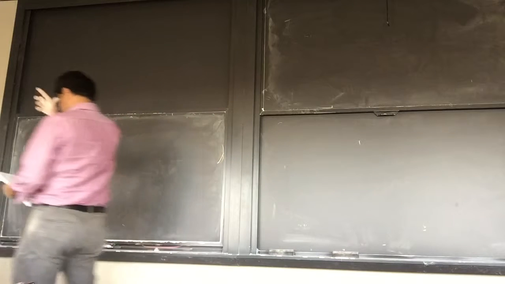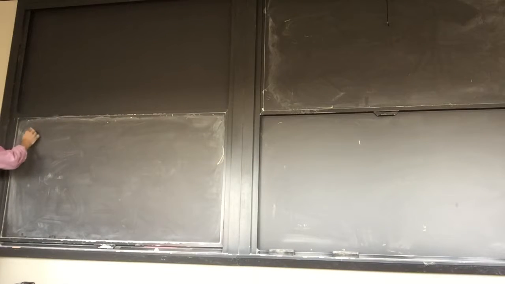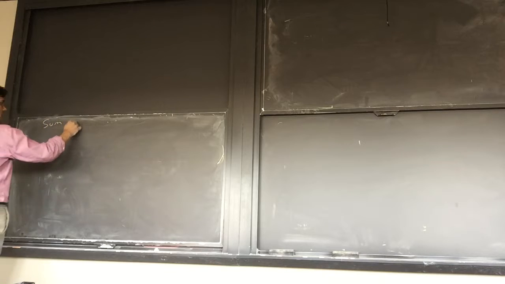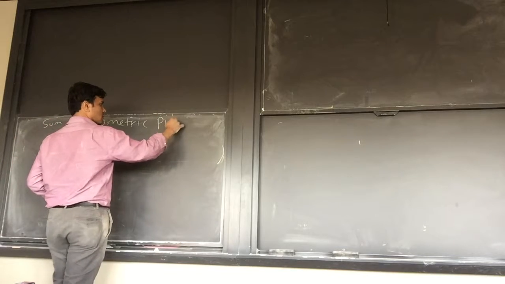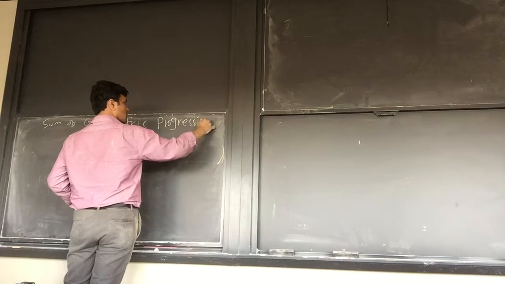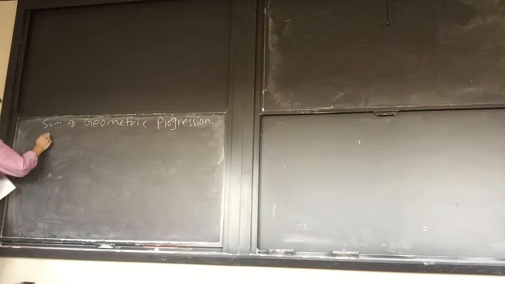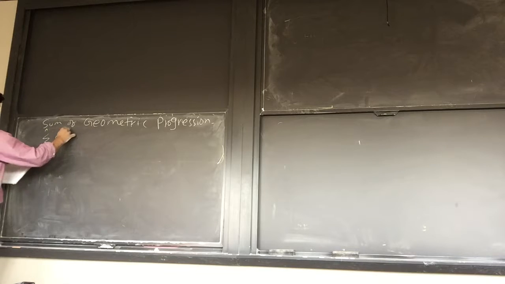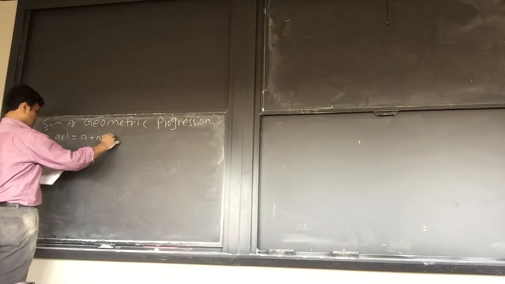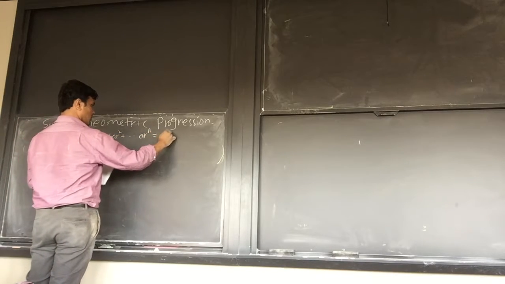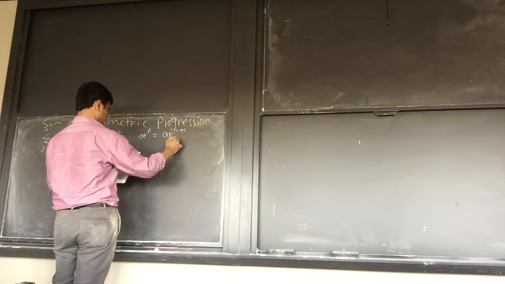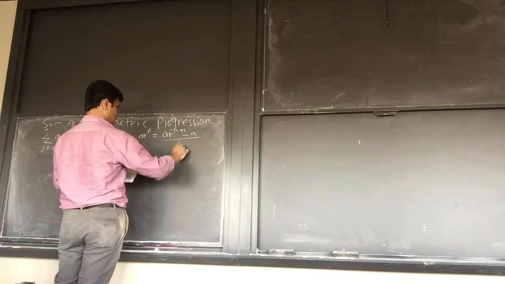Okay, all right. So the sum of a geometric progression. Sigma j goes from 0 to n of a r^j is a plus ar plus ar squared plus up to ar raised to n, which is equal to (ar^(n+1) minus a) over (r minus 1). All right, let's see how it goes.